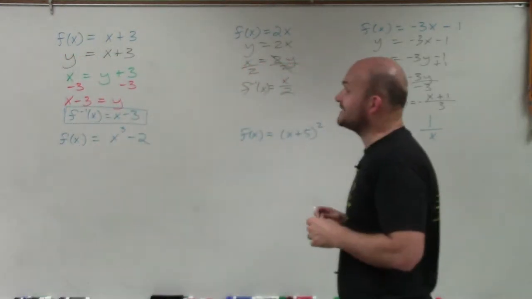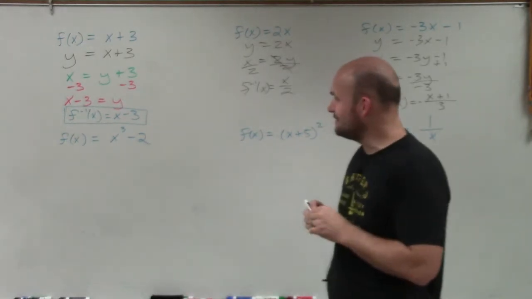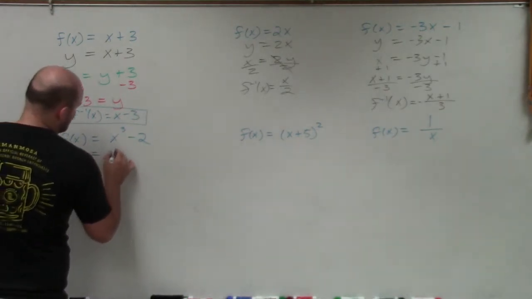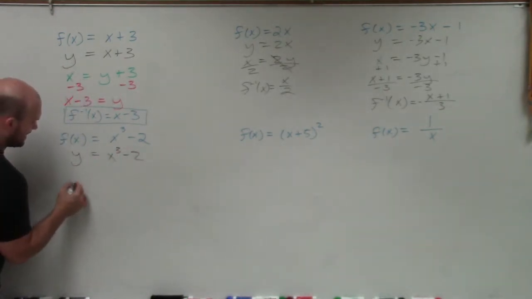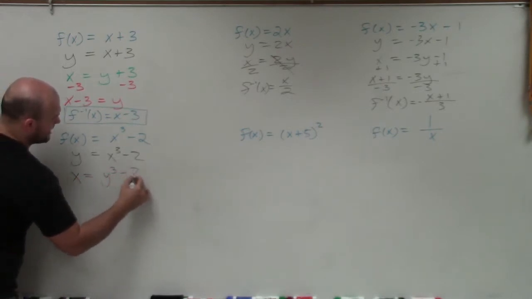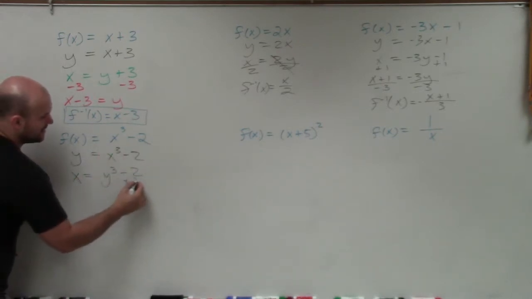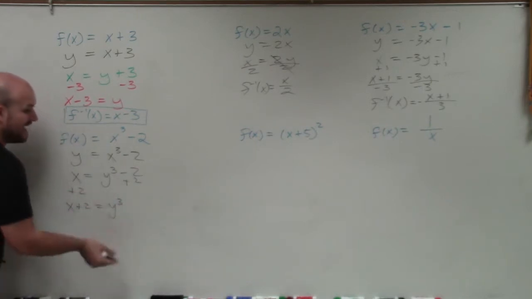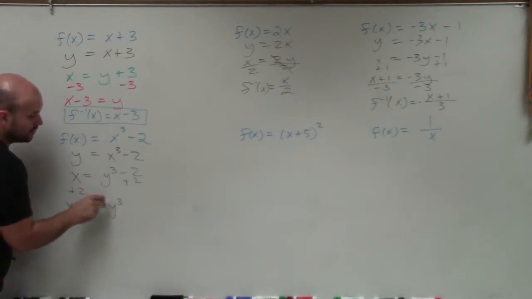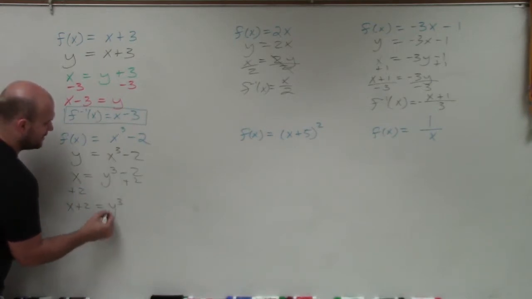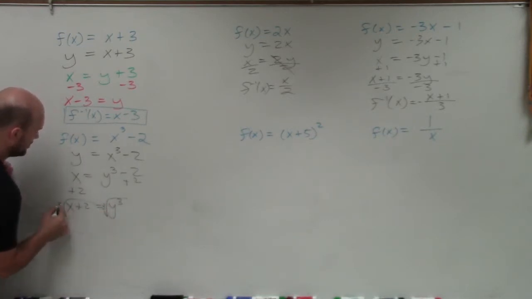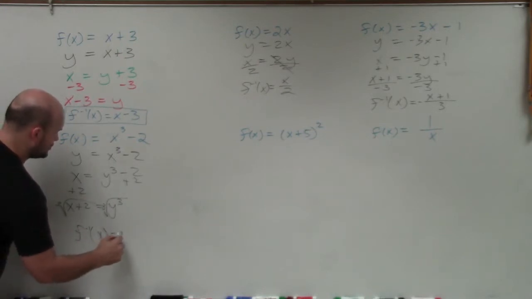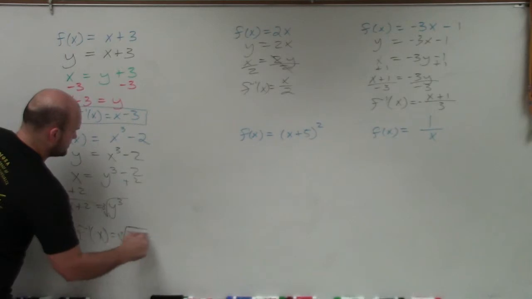OK, now let's go into x cubed. We're getting into these different functions. So I have x cubed minus 2. Again, we're going to do the same thing: y equals x cubed minus 2. Swap the x and the y's, so I have x equals y cubed minus 2. Now to solve for y, the first thing we want to do is undo addition and subtraction first. So I have x plus 2 equals y cubed. Now we need to undo taking the cube, or raising a variable to the third power. So to undo that, I'm going to take the cube root of both sides. Therefore, my final answer is f inverse of x equals the cube root of x plus 2.